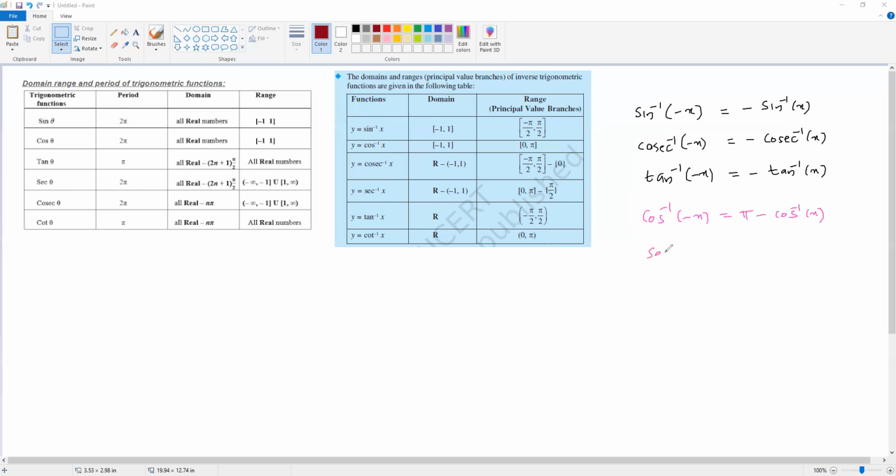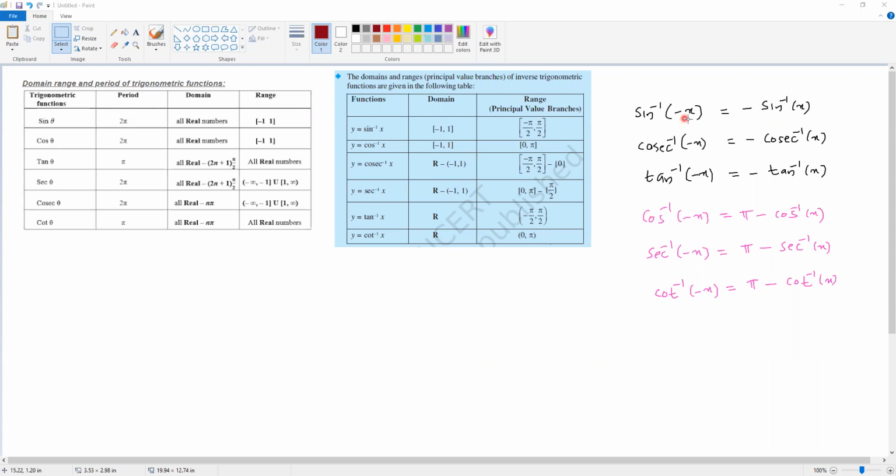उसका reciprocal sec inverse minus x, which is pi minus sec inverse x. Cotangent inverse minus x, which equals pi minus cotangent inverse x. Okay. There are many simple properties, but all those properties are not part of your syllabus this year. Some properties I will tell you will help you to solve problems. Okay, so this is very important.